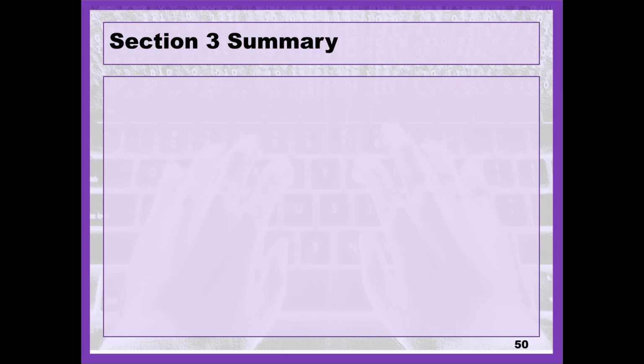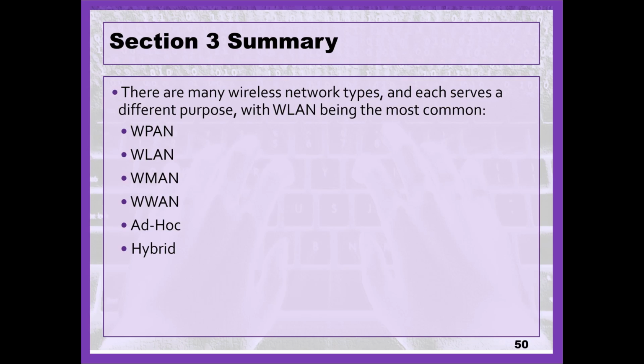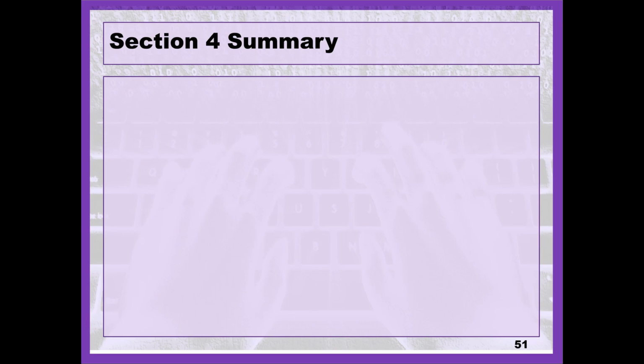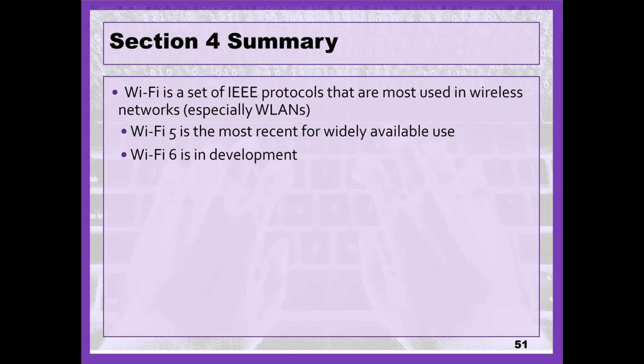In Section 3, we explored the wireless network types and their purposes. Clearly, WLAN is the most common, but the rest are also heavily prevalent. We also learned about the various encryption and security methods and established that WPA2 was the most secure and should be used. Finally, in Section 4, we learned briefly about the various wireless protocols.